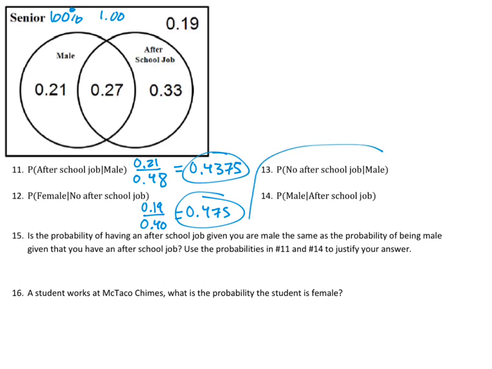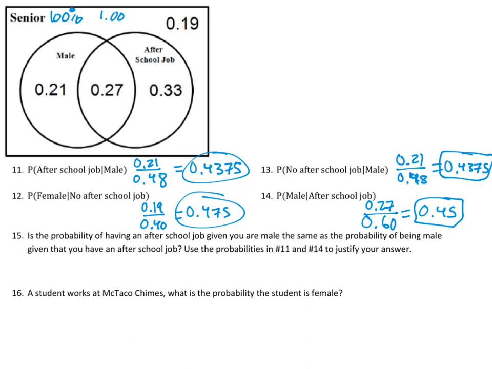Go ahead and try and figure out 13 and 14, using these same sort of steps. Figure out what portion is male, what portion of that doesn't have a job, and make your fraction, and you can write it down. So pause the video, go ahead and get 13 and 14 figured out, and we'll have you check it. Pause. Do it. All right, let's have you check and see how things went.